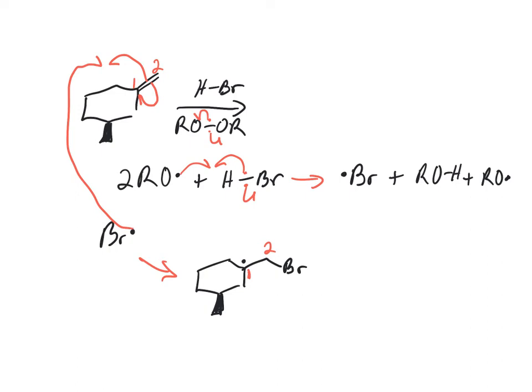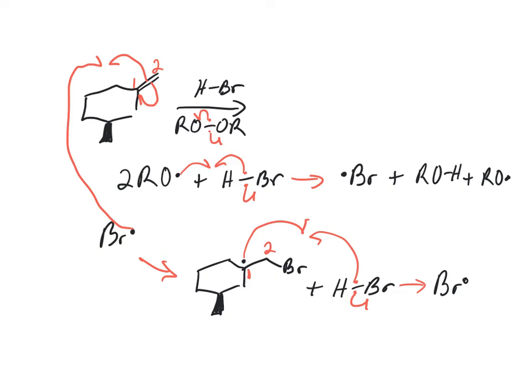But obviously we're not going to stop here. So what's the next thing we need to do? We need to actually get rid of that radical. So we can use, let's say there's more HBr in the system. We need to get that H on there. So that's going to happen. And now we're going to make Br dot again.